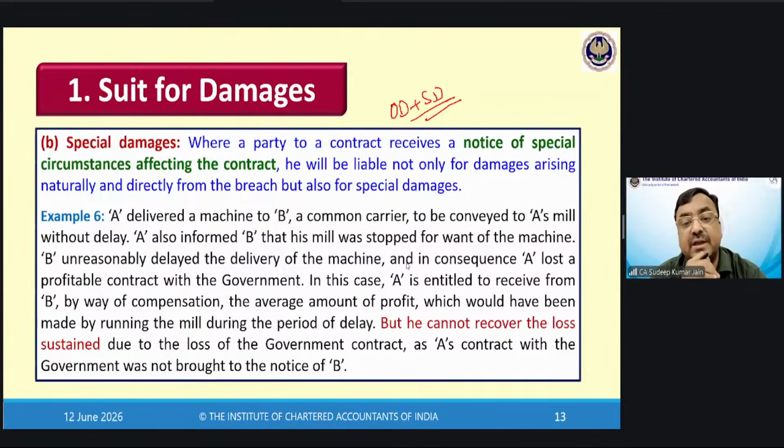In this case, A is entitled to receive from B by way of compensation the average amount of profit which would have been made by running the mill during the period of delay, but he cannot recover the loss sustained due to the loss of the government contract, as A's contract with the government was not brought to the notice of B. Please read this example, then I will repeat in English and also in Hindi.